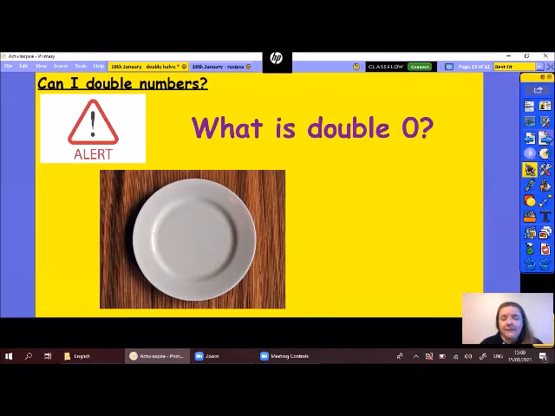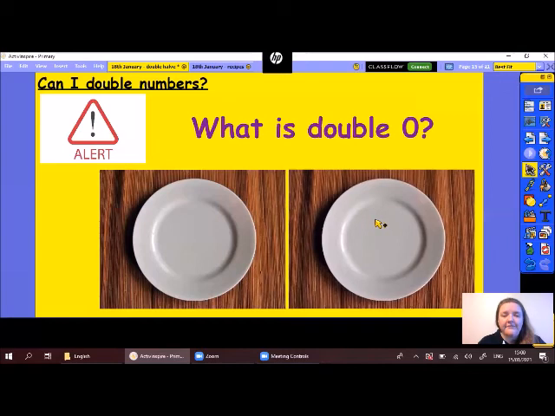So, if you look in the picture, we've got a nice plate. How many biscuits do I have on that plate? I have no biscuits. I have 0 biscuits. I have nothing. So if I double that, if I recreate this, if I copy it, and I've now doubled it, how many biscuits have I got now? I still have no biscuits. So even though I've doubled it, if I've got nothing to start with, I can double it, but I still have nothing. So double 0 is always 0. Remember that.